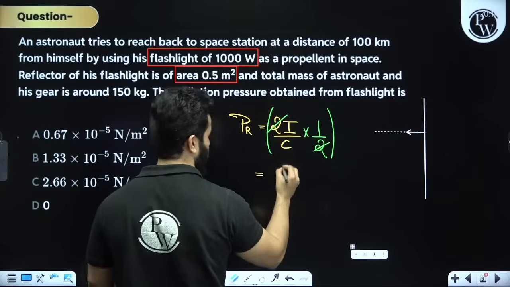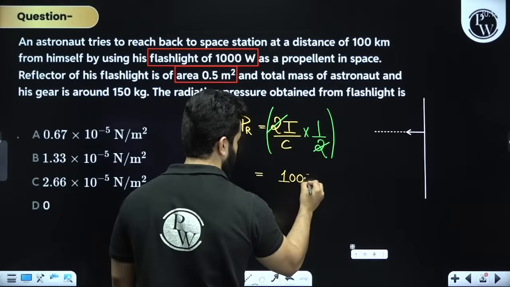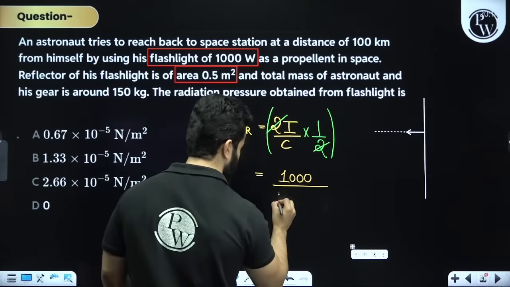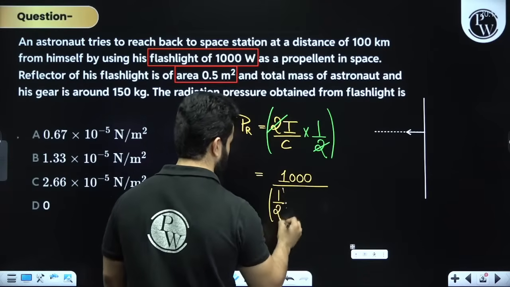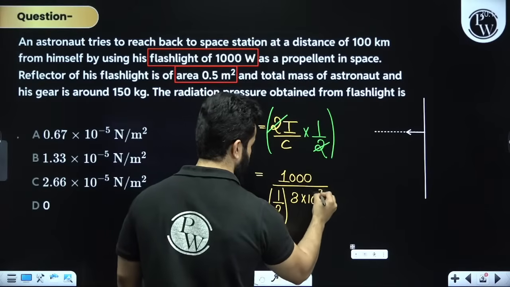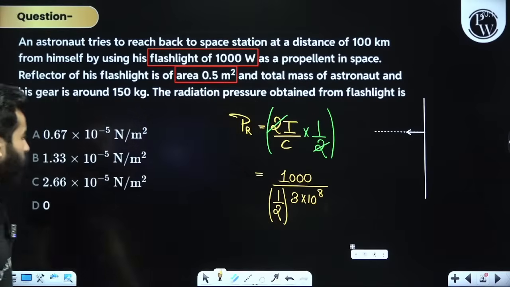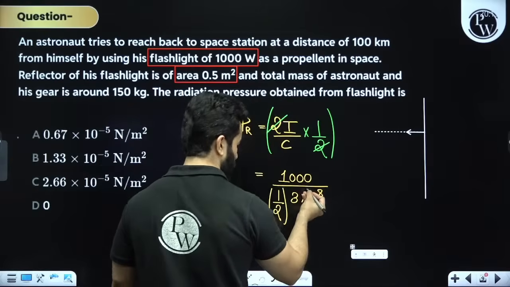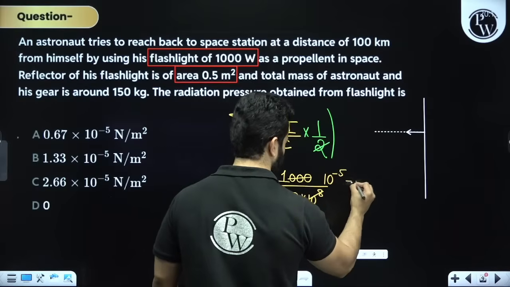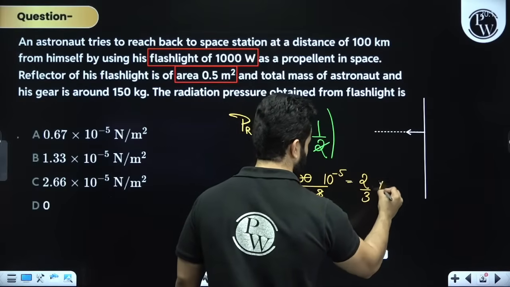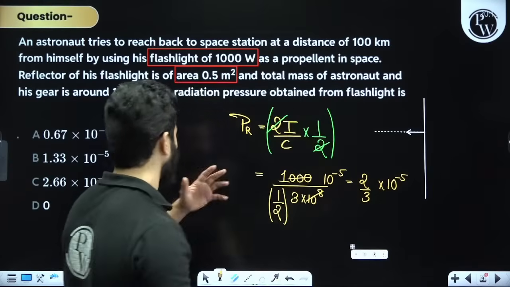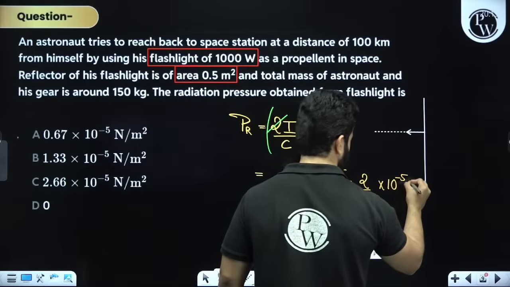Power is 1000 watt divided by area, my dear friends, 0.5, that is half. And then you have got C, that is 3 into 10 to the power 8. Hopefully everything is clear. If you are going to solve this, you can see this will get cancelled out, we will get 10 to the power minus 5 and you will get 2 divided by 3 into 10 to the power minus 5. Answer will be obviously, you have got pressure, so Newton per meter square.